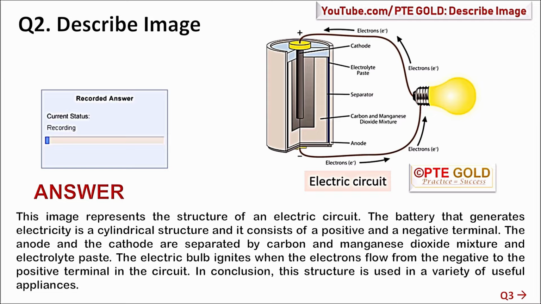This image represents the structure of an electric circuit. The battery that generates electricity is a cylindrical structure, and it consists of a positive and a negative terminal. The anode and the cathode are separated by carbon and manganese dioxide mixture and electrolyte paste.